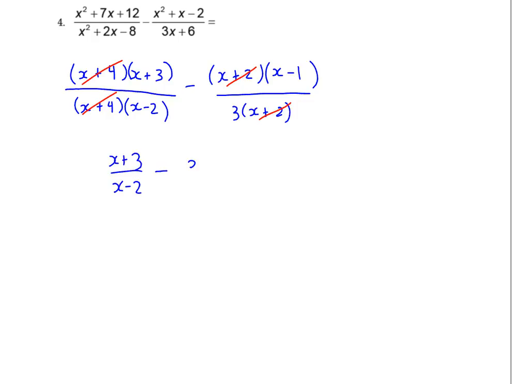Take away x minus 1 over 3. Quick question though, when we do NPVs, am I going to have to include the ones that canceled? Yes, when we state at the end, go back to the beginning to this factored form and state your NPVs from there. Okay, solve the rest. You can do it. Yes, you can.